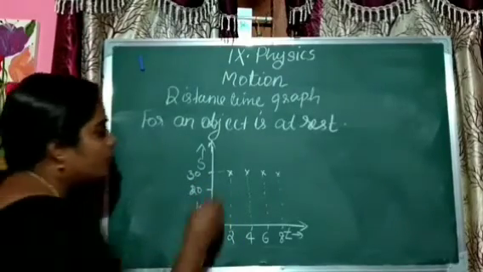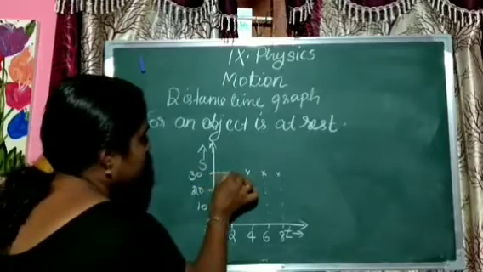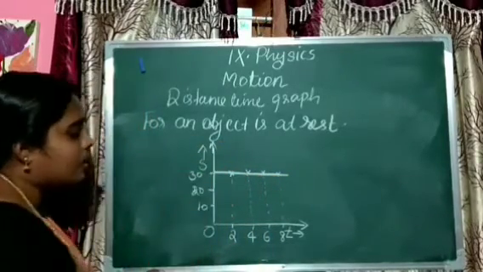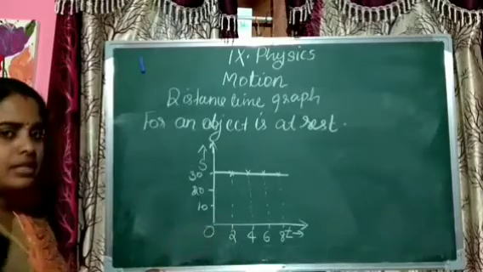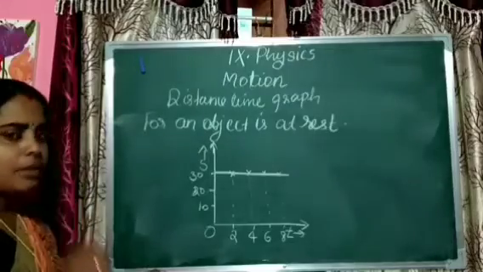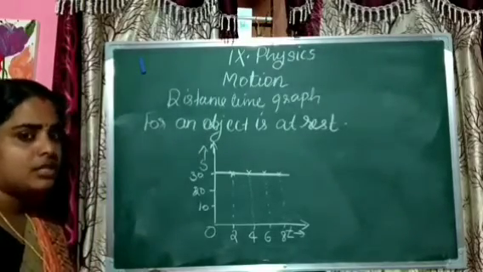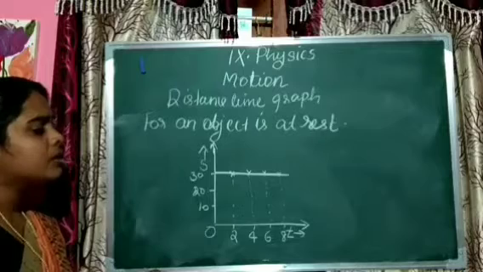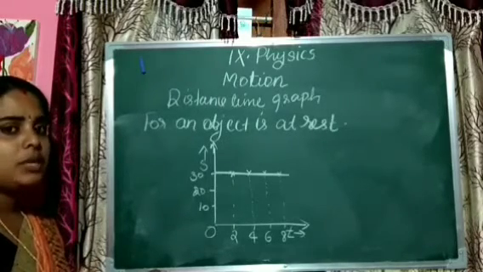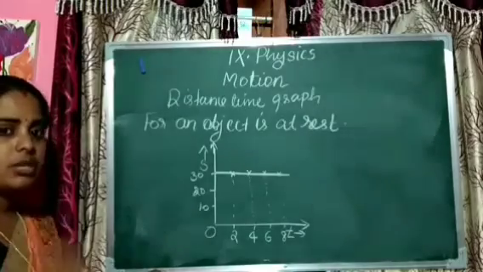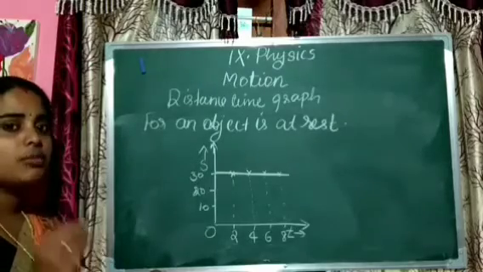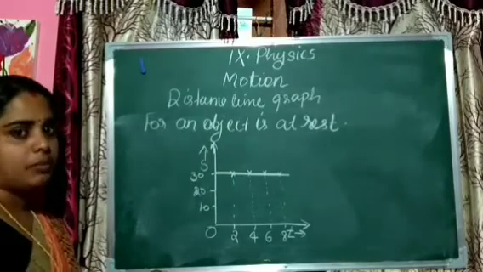Okay. So when we join these points, what will we get? We will get a straight line parallel to x-axis. So the distance time graph of an object is parallel to the time axis or x-axis, which means that the object is at rest. That means there is no change in the position of an object with respect to time.